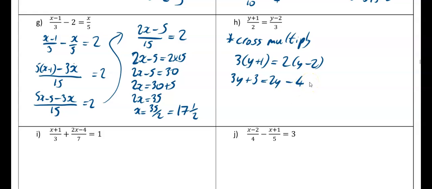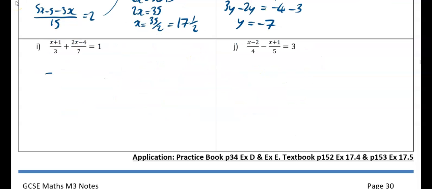Next thing, all we're doing is bringing all the y's to one side. So you'll have 3y minus 2y is equal to minus 4 minus 3, which means just y is equal to minus 7. Happy days. Okay, 2 more to go. We'll power through these ones.